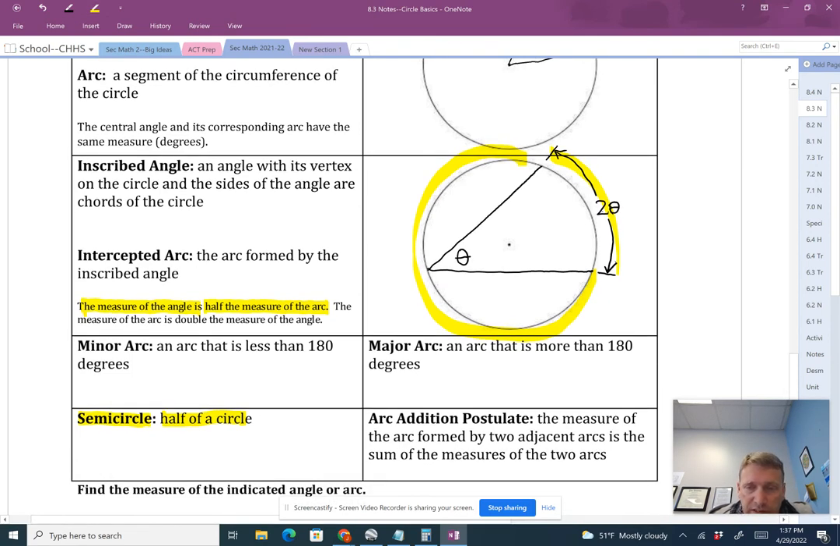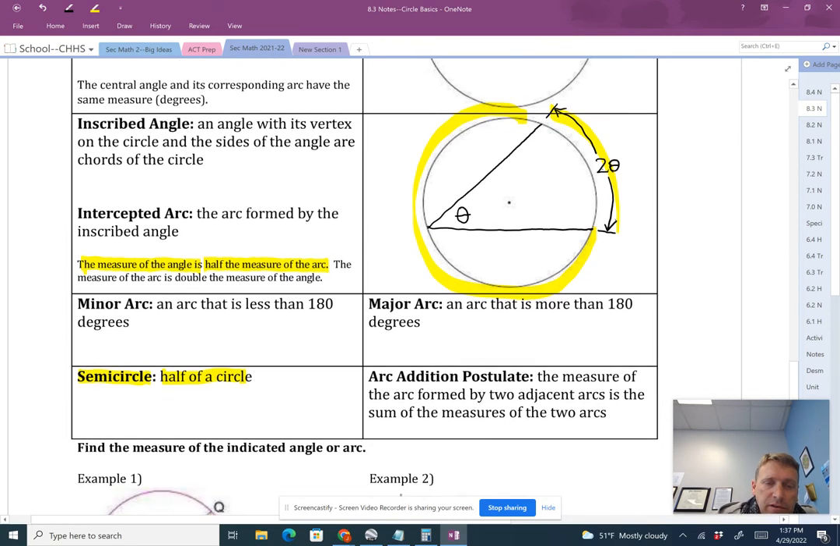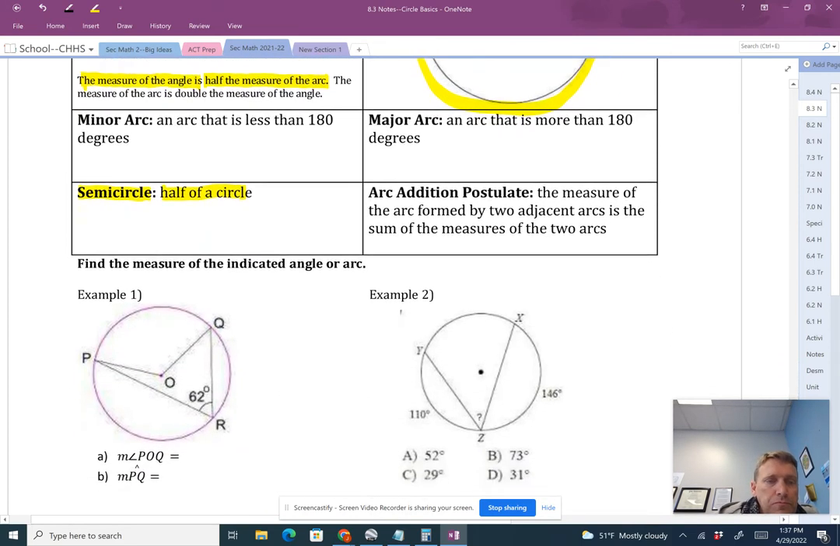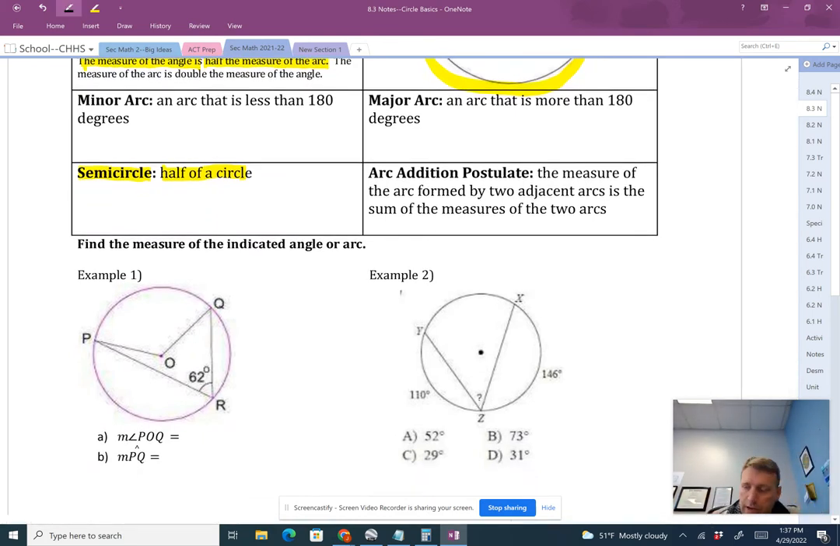The arc addition postulate says that the measure of the arc formed by 2 adjacent arcs is the sum of the measure of the 2 arcs. And we'll see an example of that here in example 2. So here, it's asking us to find the measure of angle POQ, which is this one right here. So we'll call that theta. And that's what we're looking for to start here. And then what's the measure of arc PQ? If you're writing that by hand, you use an arc symbol to show the arc.